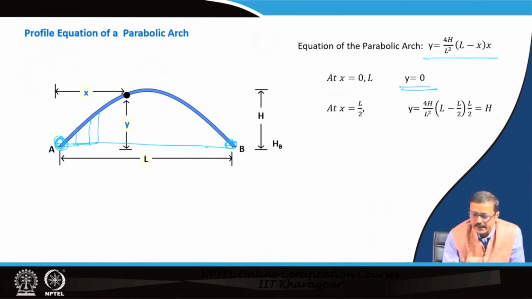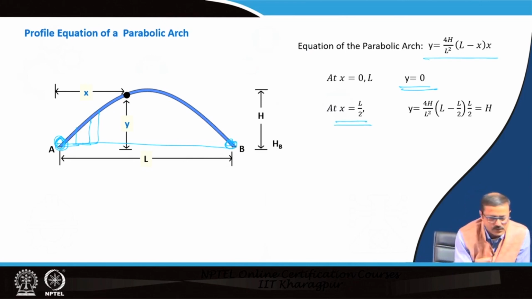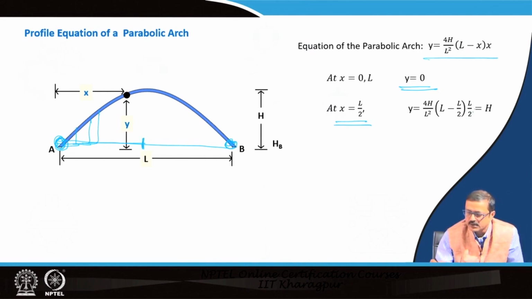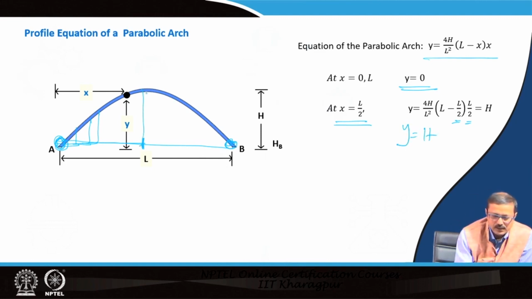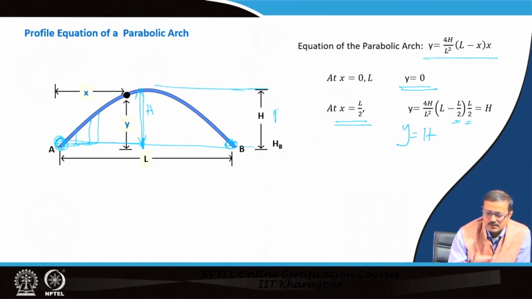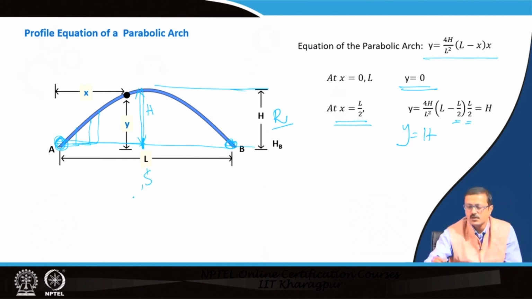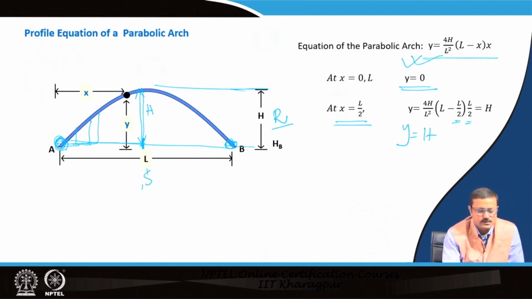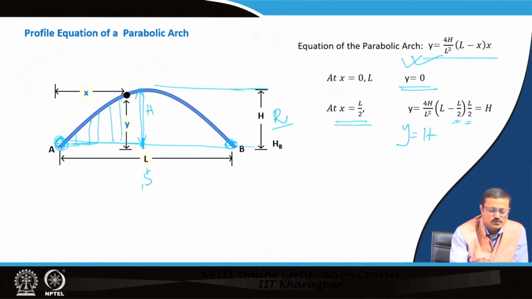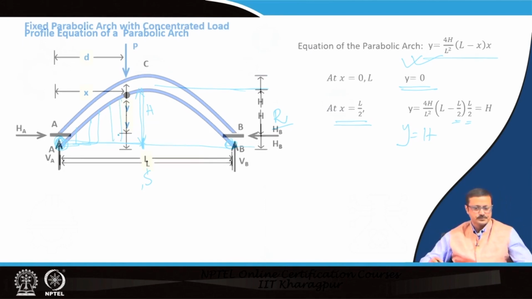Whereas, if you put x equal to L by 2, that means the middle point, you will find that y equal to h. That means, at the middle point the height is equal to h, which is true also. This is the rise of the arch, and this is the span of the arch. So, this equation holds good for all these 3 points, and it will also hold good for all the internal points.